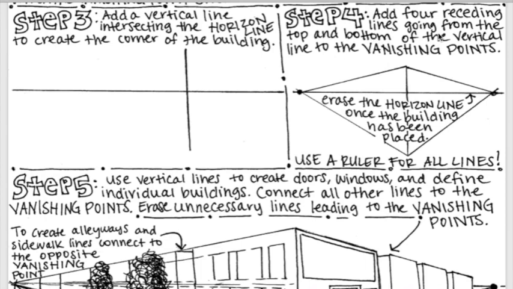Step 3 says add a vertical line intersecting, that means going through the horizon line to create the corner of the building. Step 4, add 4 receding lines going from the top and the bottom of the vertical line to the vanishing point. So here's my vertical line, and I've got a line going to my left vanishing point from the top, a line going to my right vanishing point from the top, a line to my left vanishing point from the bottom, and a line to my right vanishing point from the bottom. Then it says erase the horizon line once the building has been placed, because we won't see that anymore, of course.